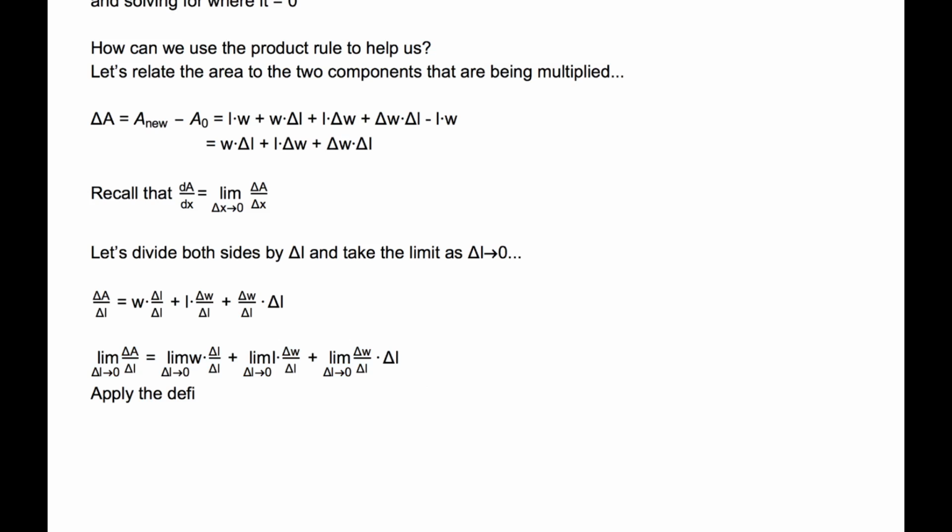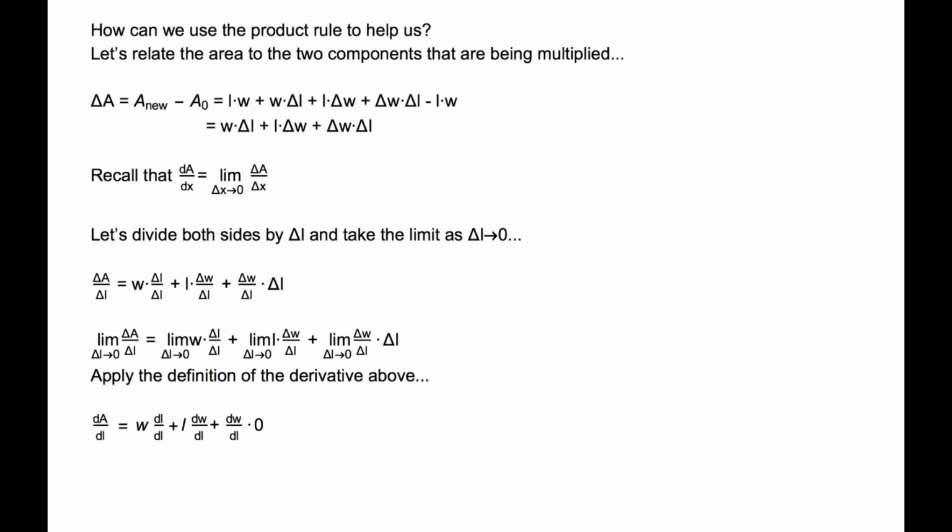Okay, now we're going to apply the definition of the derivative above. So every time we see delta something over delta L, as delta L goes to 0, we're going to replace that with the derivative of that thing. So we're going to do that, and we're going to get the derivative of A is equal to W times the derivative of L plus L times the derivative of W, and the last term is going to go to 0. And of course, all the derivatives are with respect to L.